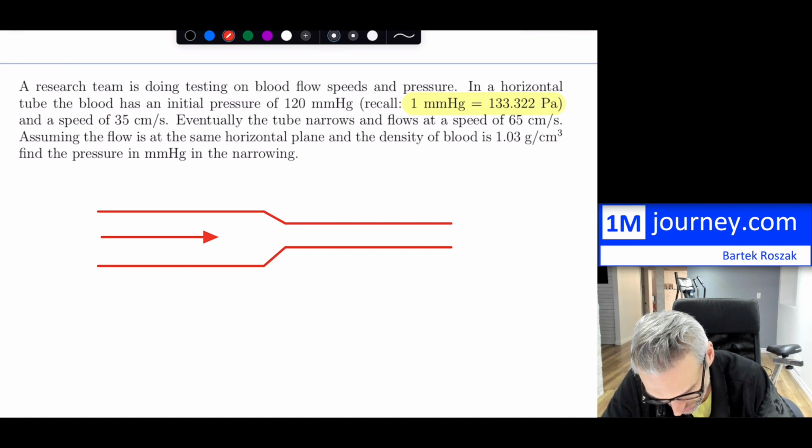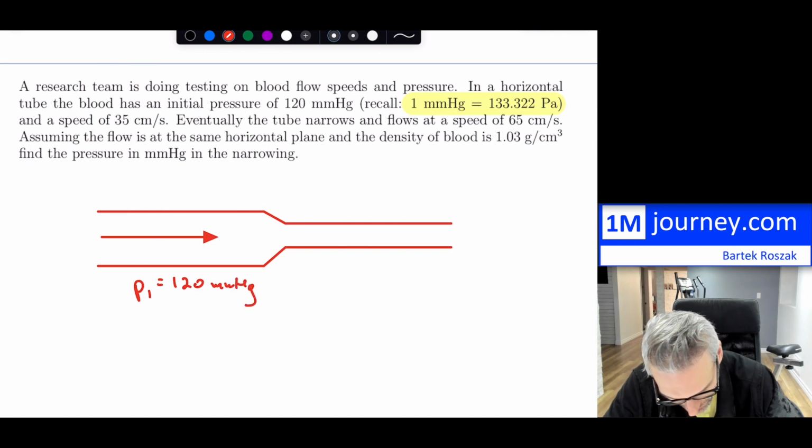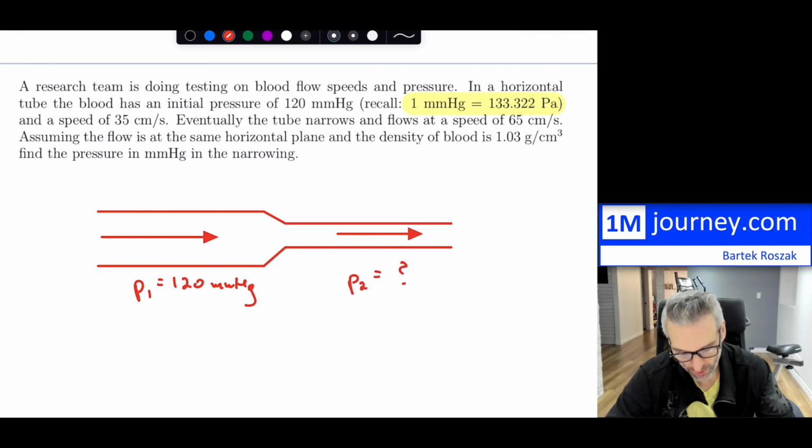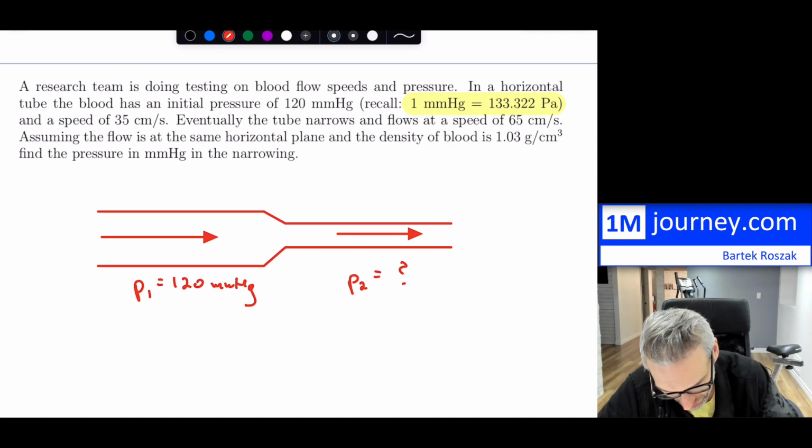This has a certain pressure, so let's call this P1. It's 120 millimeters of mercury. Then as it narrows, it will have a different pressure, P2. Now we want to find what this is. They tell us all kinds of information in here.